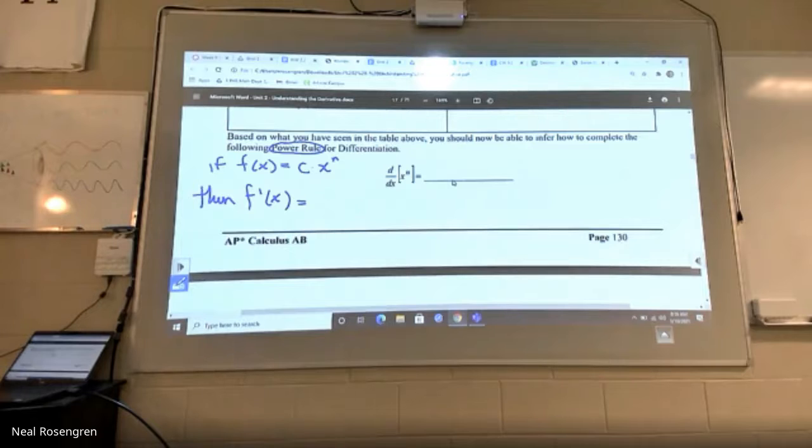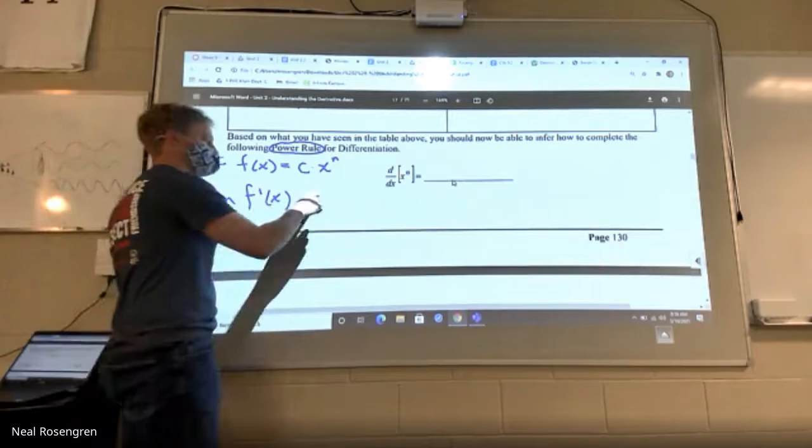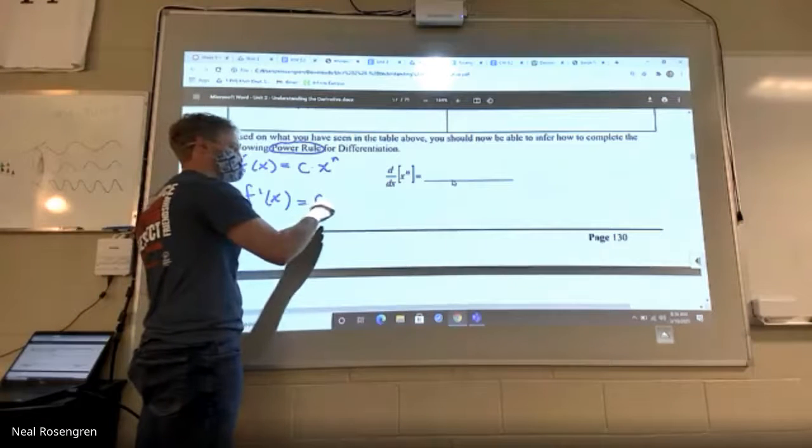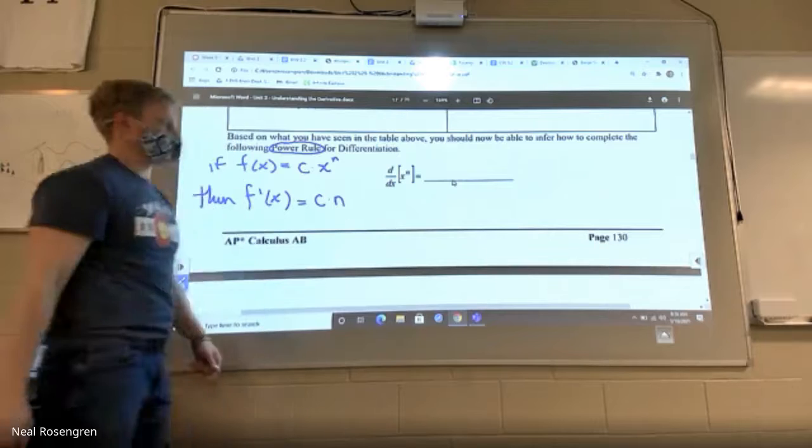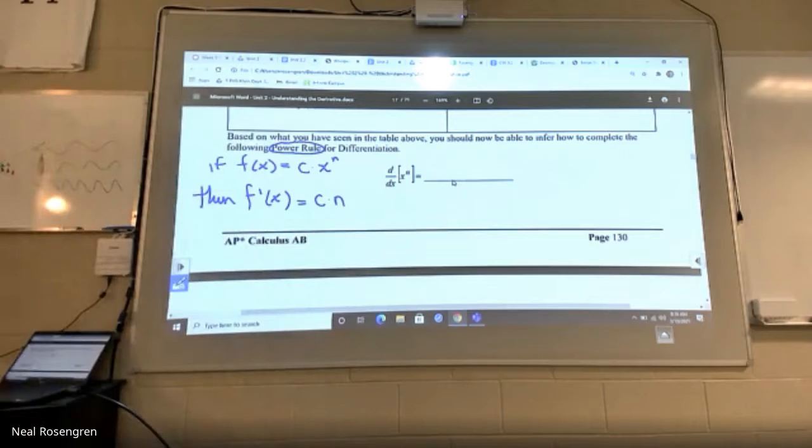Whatever the constant, whatever that coefficient is out front, we take that number and multiply it by the exponent. So we have this c times n. Now, if n is 1, it doesn't change, right? And so that's why we just take the slope. And of course, we have the original rule that if it's just x equals 3 or 5 or -1 or whatever, the derivative is 0.